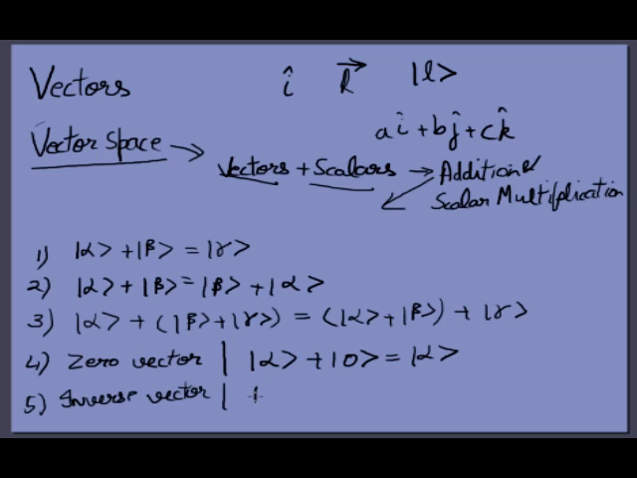Which means that for every vector alpha, there should exist a vector minus alpha whose sum would give you the zero vector. Now these are quite simple rules, and these rules are valid for obviously normal vectors. If you have ai plus bj plus ck, then the inverse vector would be minus ai minus bj minus ck, and if you add them, you get the zero vector. You add the zero vector to any vector alpha, you get the vector alpha.